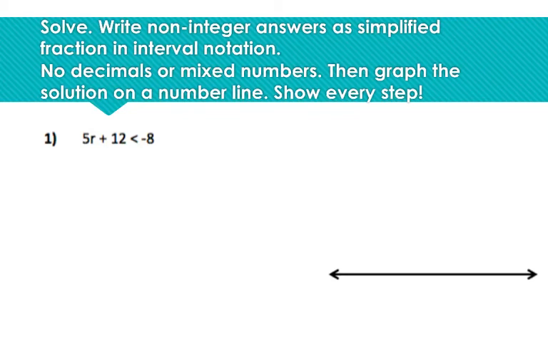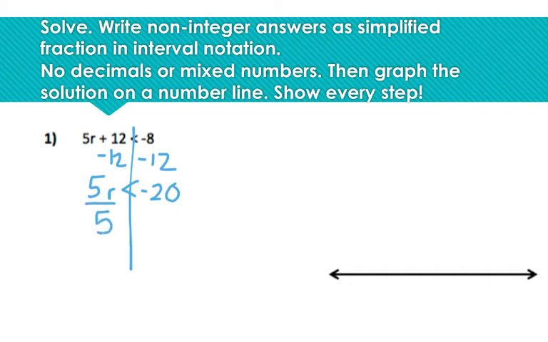So just as we did on this last lesson, we're going to draw a line down from our inequality sign, and we're going to do the opposite of what's happening to our variable r. So first we're going to subtract 12 from both sides of our inequality, which gives us 5r is less than negative 20. Next, we're going to divide by 5.